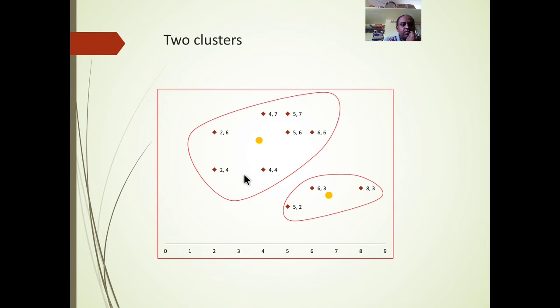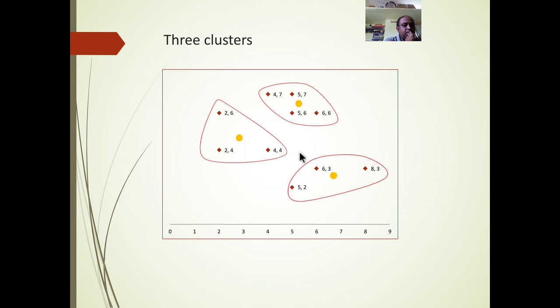This is an example of two centroids and how the data is spread around the two centroids. And this is an example of three centroids, and we have three clusters, and data is grouped according to the nearest centroid.